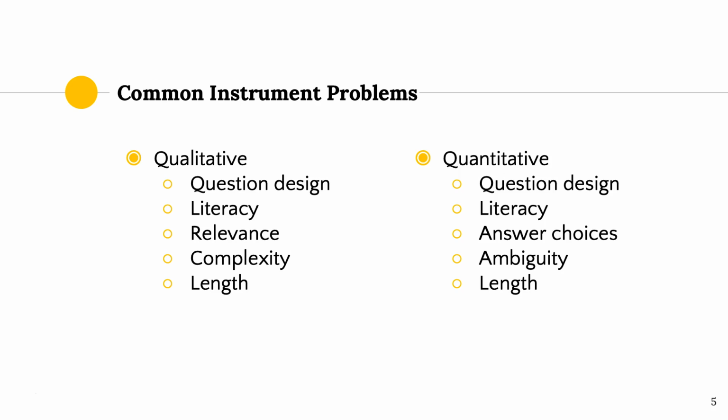Maybe the reading level is too advanced or the questions aren't relevant to the respondents. You might discover that the questions are too complex, or maybe they're too simple, or the key informant interview or focus group guide may be too long or not long enough. If you are administering a survey, maybe the answer choices don't make sense to the respondents. Maybe they don't understand what you are asking and are leaving things blank.